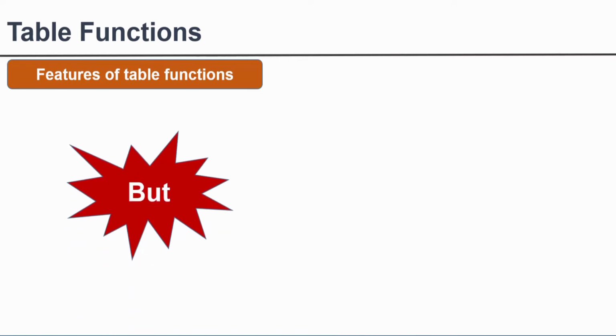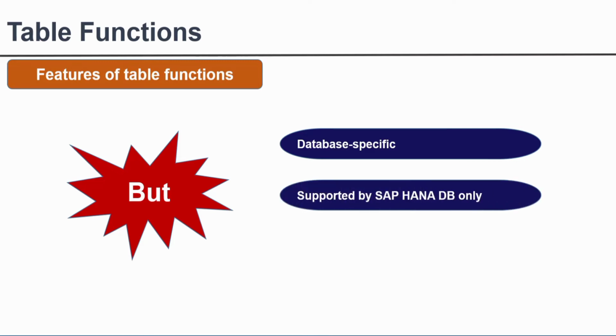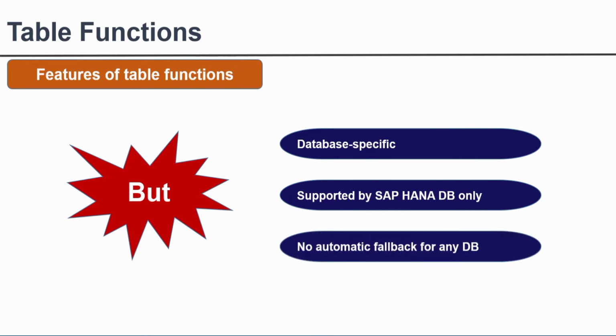Even though table functions are good in many terms, there are a few drawbacks for it. It is database specific. That means a table function created for one database cannot be used for another. As of now, it is supported by HANA DB only. There are no automatic fallbacks for any database.